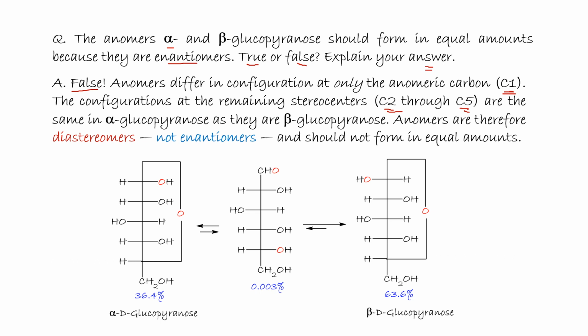So they are diastereomers, they are not enantiomers, and since they are diastereomers, they are not going to be in equal amounts. They should not form in equal amounts. In fact, the beta is 63.6%, while the alpha isomer is 36.4%, while the open structure, as we mentioned before, is 0.003%.